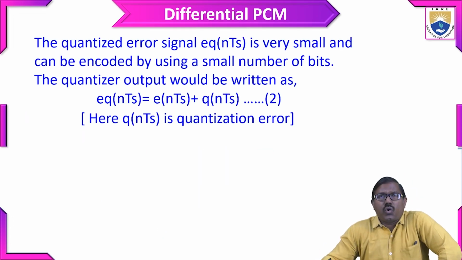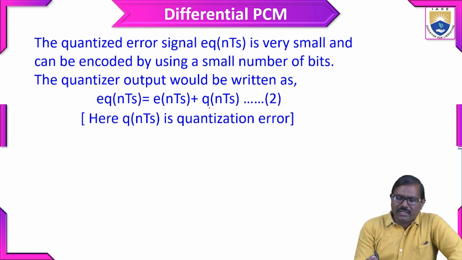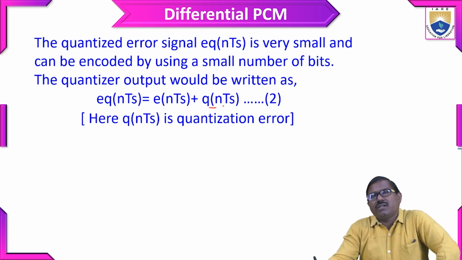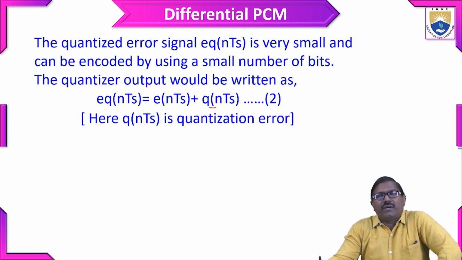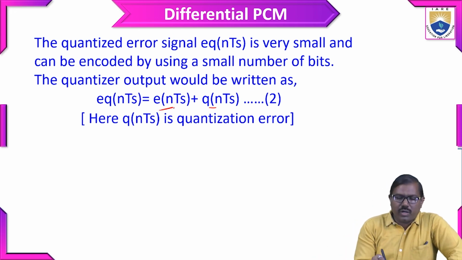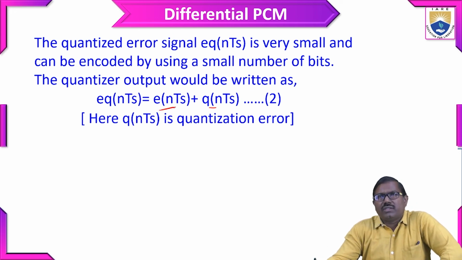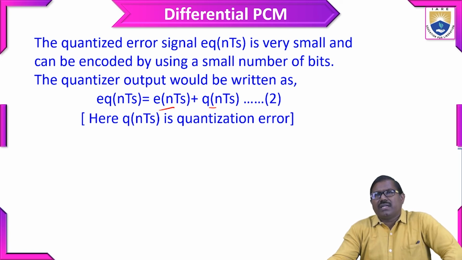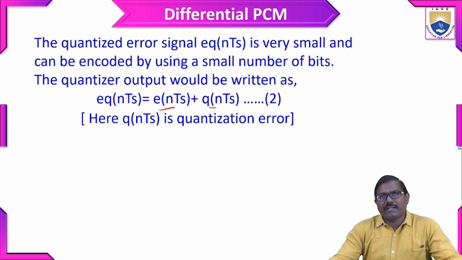And next, the quantized error signal e_q(nTs) is very small and can be encoded using a small number of bits. So the quantizer output can be written as e_q(nTs) = e(nTs) + q(nTs). Here q(nTs) is again the quantization error. Why? Because we are using a quantizer, so whenever you use quantization, quantization error will always be produced. And e(nTs) is the required one. So this e(nTs) is the error signal you see in equation 1.